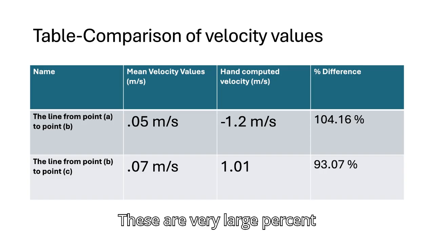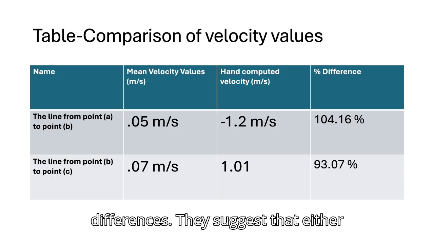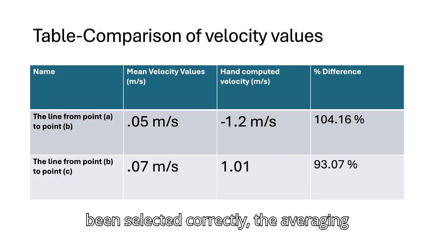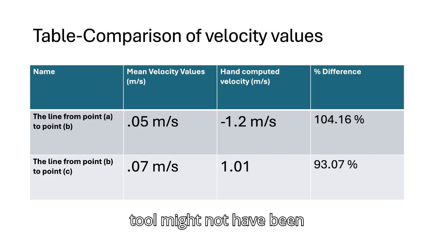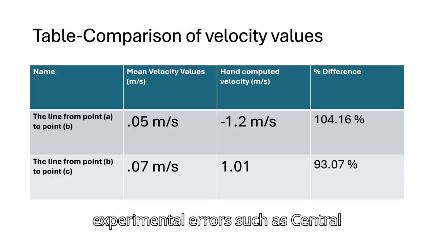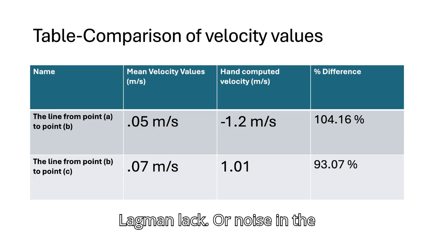These are very large percent differences. This suggests that either the velocity graph may not have been selected correctly, the averaging tool might not have been applied properly, or there were experimental errors such as sensor alignment, lag, or noise in the data.